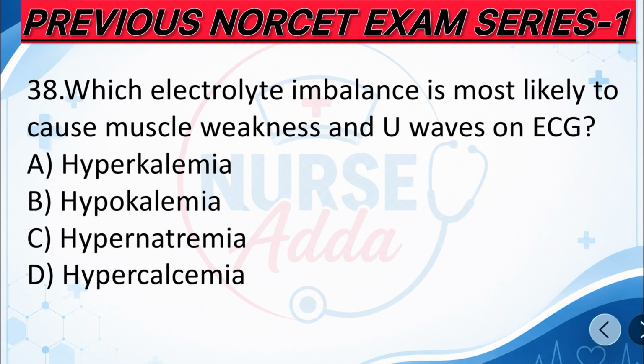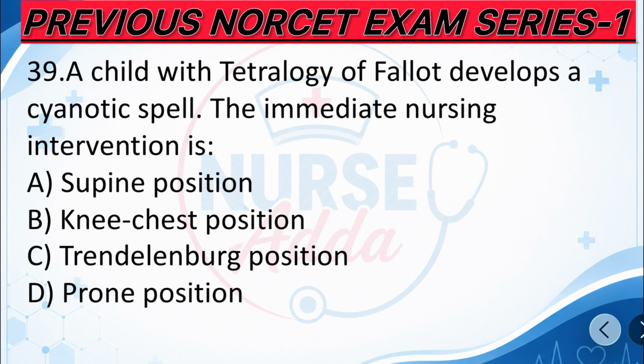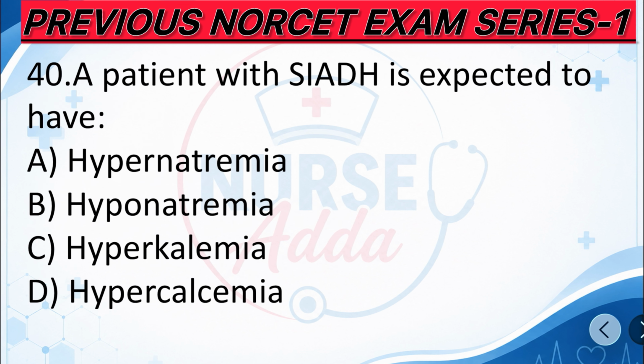Which electrolyte imbalance is most likely to cause muscle weakness and U waves on ECG? Hypokalemia, hyperkalemia, hypernatremia, and hypercalcemia. Right answer is hypokalemia. A child with tetralogy of Fallot develops a cyanotic spell. The immediate nursing intervention is supine position, knee-chest position, Trendelenburg position, or prone position. The right answer is option B, knee-chest position.